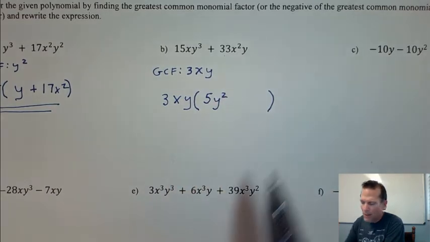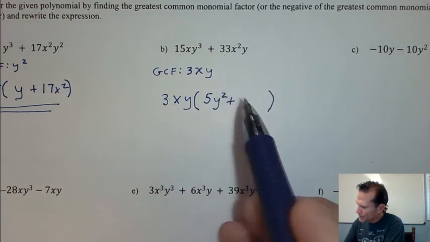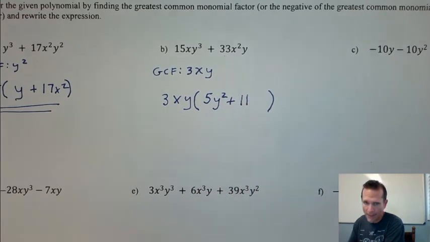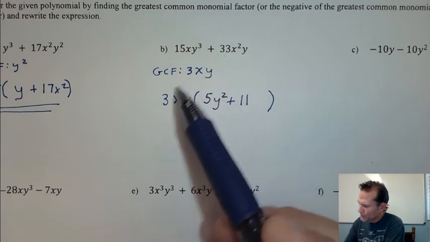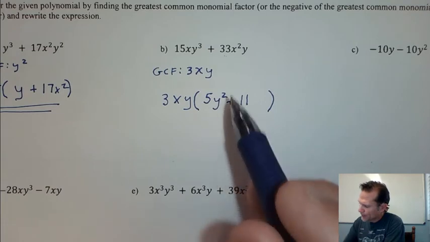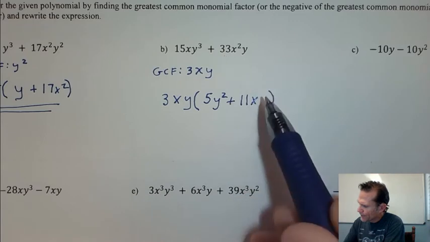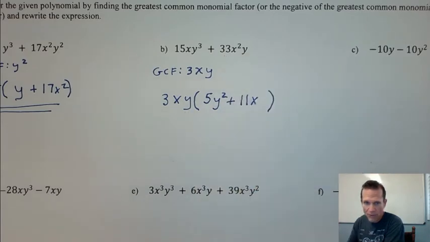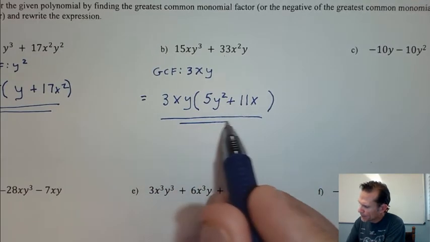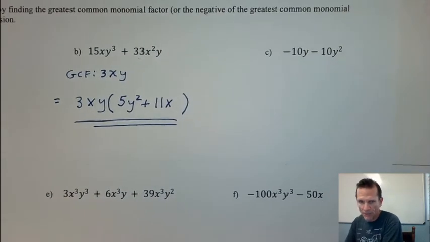And then on this next one, I can think about, okay, I have my plus sign. 3 times what will equal 33? 11. That's one way to think about it. Some students think about 33 divided by 3 is 11. Same kind of thought. I pulled one of the x's out, so I have an x left in there. And then I pull y out of this term, so there's no y left there. Okay. And that's my rewritten polynomial, or factored polynomial.